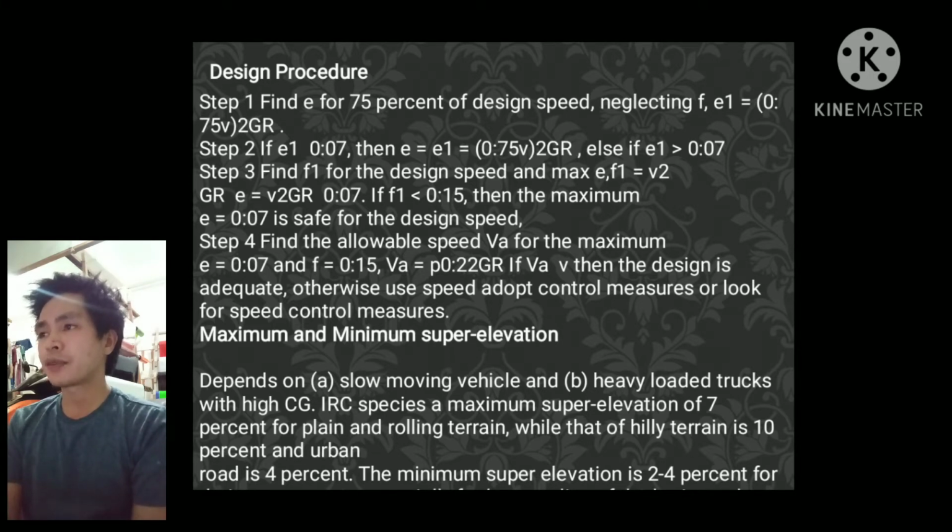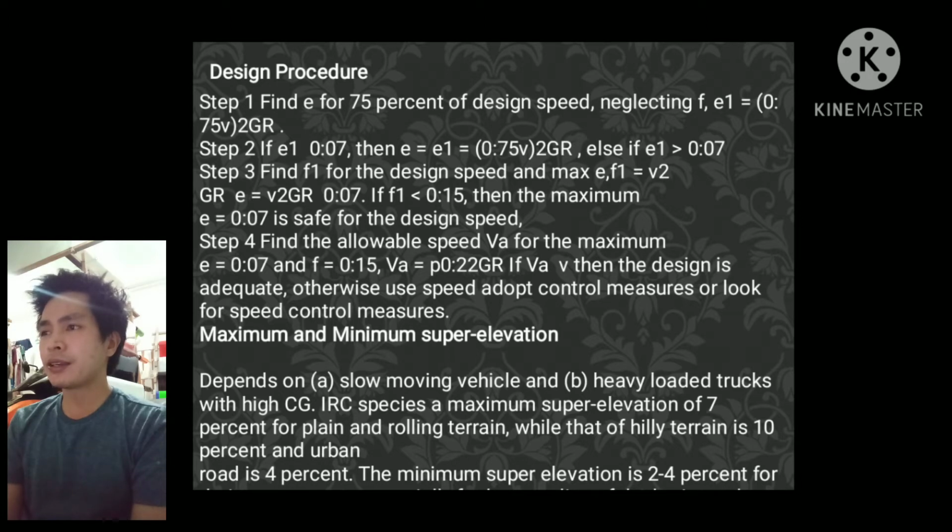Design procedure. Step 1: Find e for 75% of design speed, neglecting f. e1 equals 0.75 V squared by gR. Step 2: If e1 is greater than 0.07, then e equals 0.07. Else, if e1 is less than 0.07, then e equals e1 equals 0.75 V squared by gR.